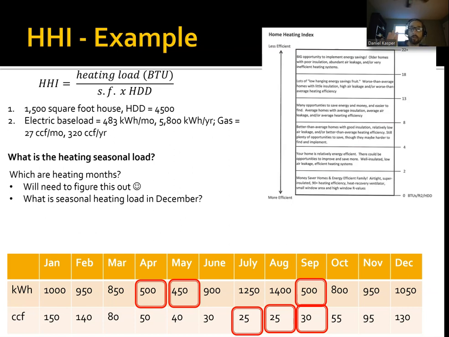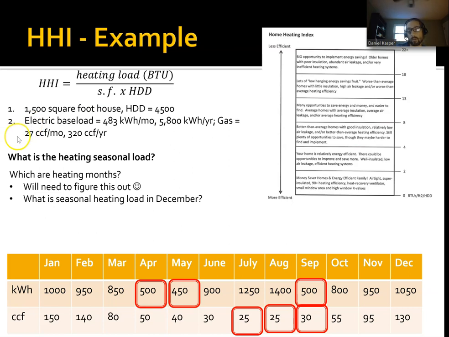So if you think about it, it's everything that's not our base load, right? Remember, our base load is the energy we use every month, no matter what time of year it is. For electricity, we're using about 480 kilowatt hours every month. That's our base load, so that does not include our heating load. If we're using 483 kilowatt hours in the summer, that's not for heating, obviously.